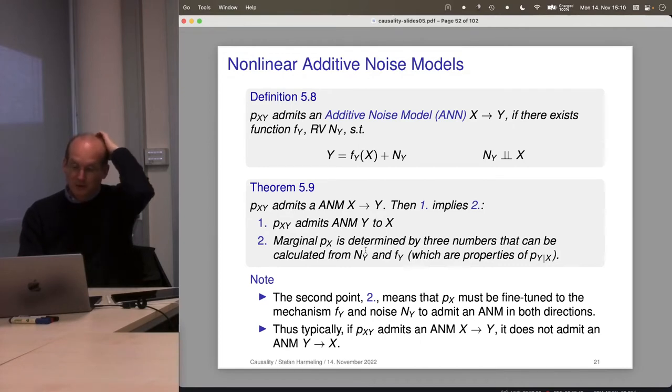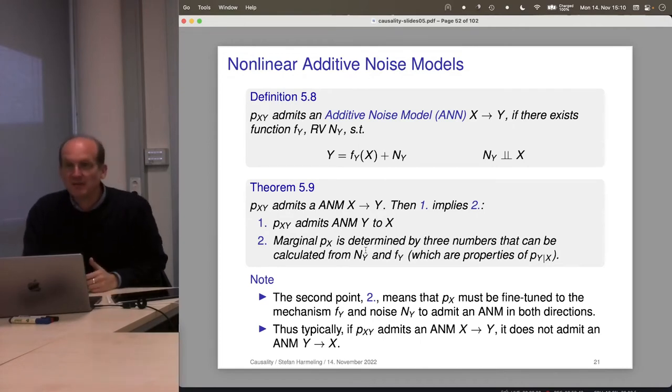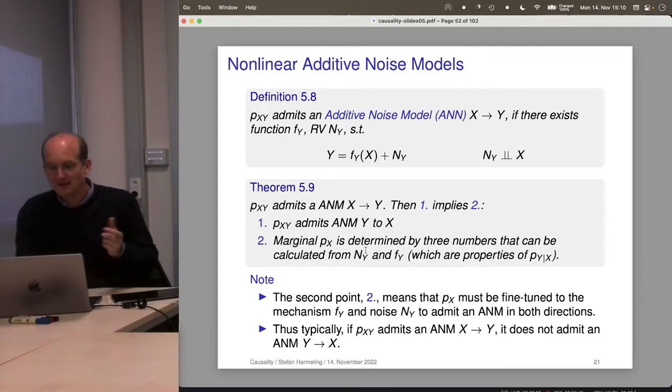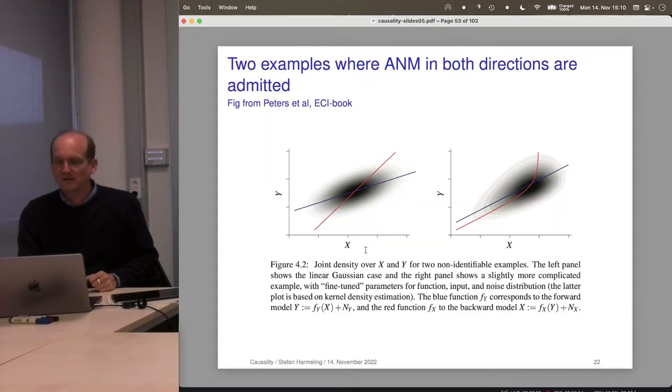So as I said, typically, if my joint distribution admits an additive noise model in one direction, it does not admit an additive noise model in the other direction. Only for pathological examples does it also work both ways. Okay? So here's a pathological example. Of course, they try to come up with one.